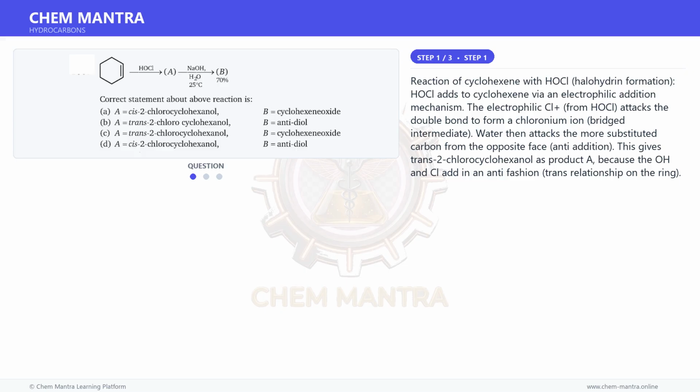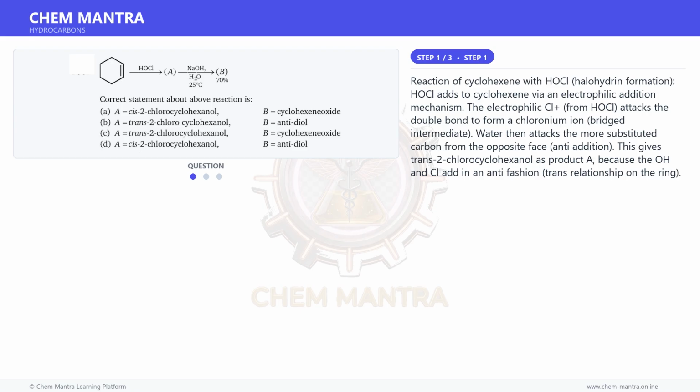Reaction of cyclohexene with HOCl, halohydrin formation. HOCl adds to cyclohexene via an electrophilic addition mechanism. The electrophilic Cl+ from HOCl attacks the double bond to form a chloronium ion bridged intermediate. Water then attacks the more substituted carbon from the opposite face, anti-addition.